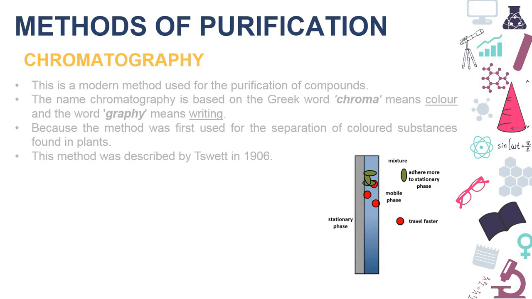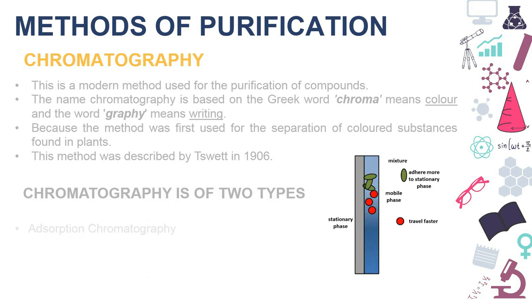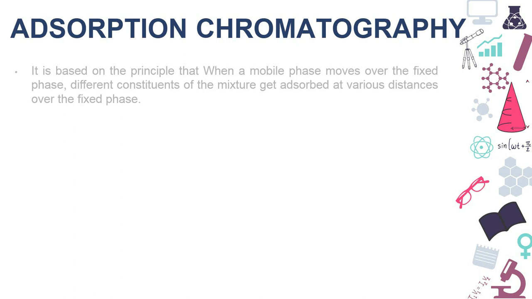In this method, we take one stationary phase of adsorbent over which a mobile phase is taken, and the compounds get adsorbed at different levels because of their affinities. Chromatography is of two types, that is adsorption chromatography and partition chromatography. Let us start with adsorption chromatography. It is based on the principle that when a mobile phase moves over the fixed phase, different constituents of the mixture get adsorbed at various distances over the fixed phase.